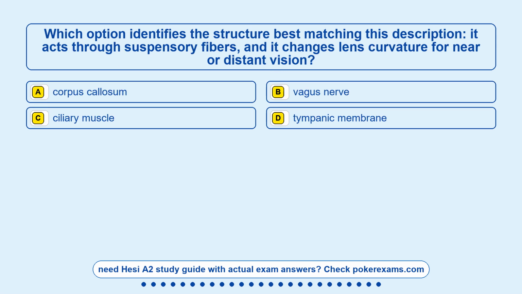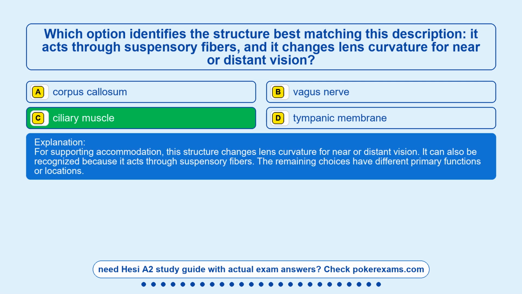Question 11. Which option identifies the structure best matching this description? It acts through suspensory fibers, and it changes lens curvature for near or distant vision. Option A, corpus callosum. Option B, vagus nerve. Option C, ciliary muscle. Option D, tympanic membrane. The correct answer is option C, ciliary muscle.